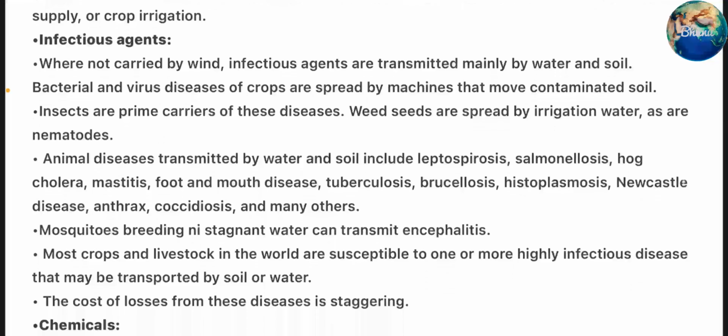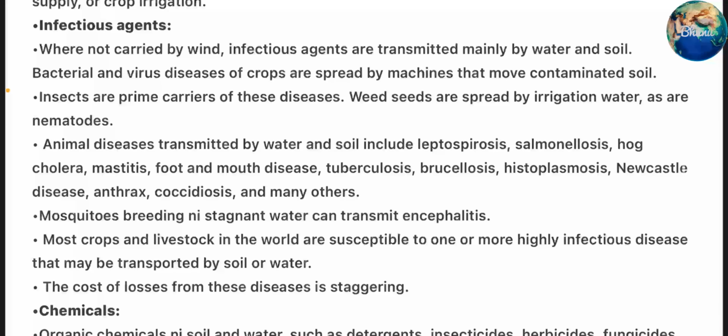Infectious agents are not carried by wind. Infectious agents are transmitted mainly by water and soil. Bacterial and virus diseases of crops are spread by machines that move contaminated soil. Insects are prime carriers of these diseases. Weed seeds are spread by irrigation water or nematodes.